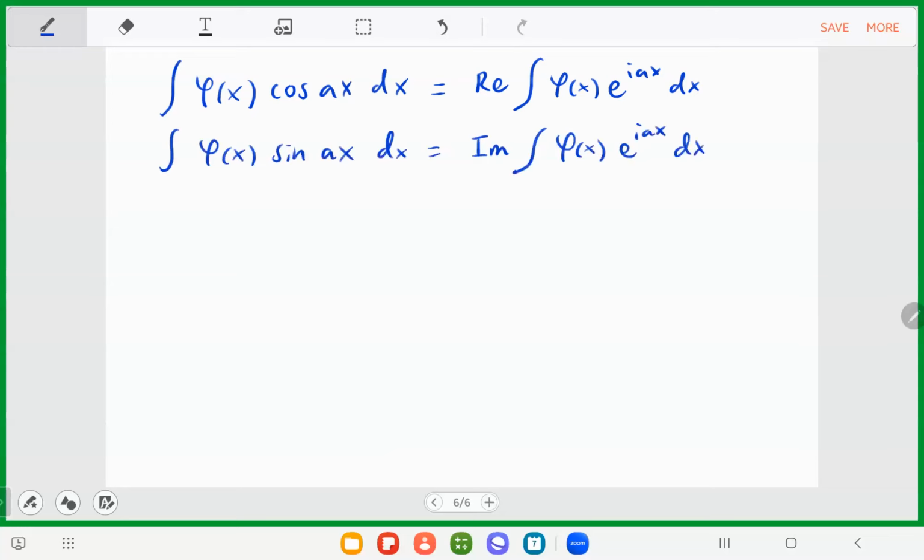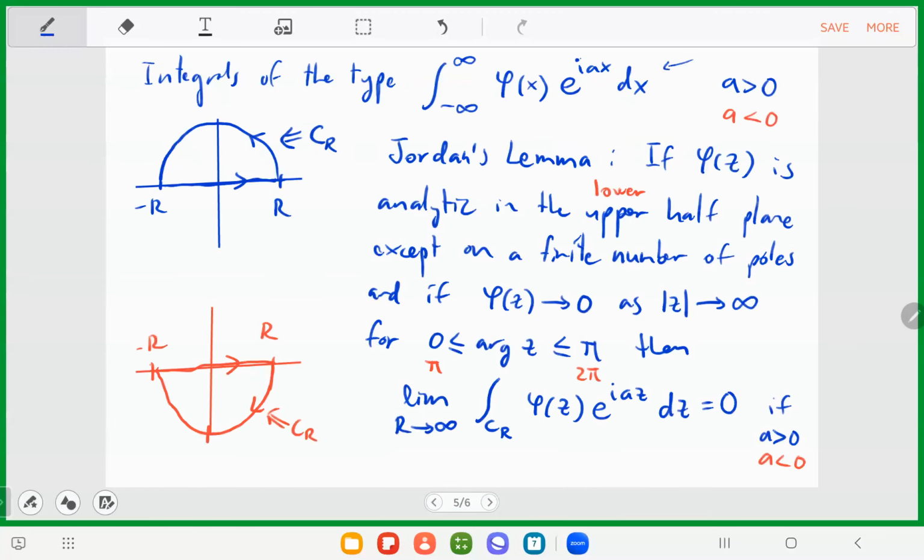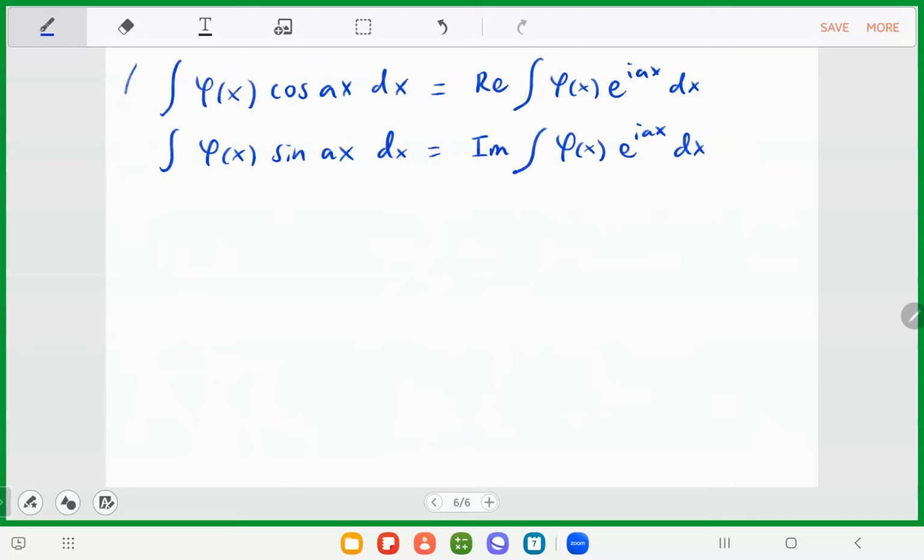So just calculating this integral is going to give me automatically these two integrals. These two integrals come from just calculating one integral of phi times the exponential of i a x. I just need to take the real part or the imaginary part of the result. But I think this is easier to understand with an example. Do you have any question?